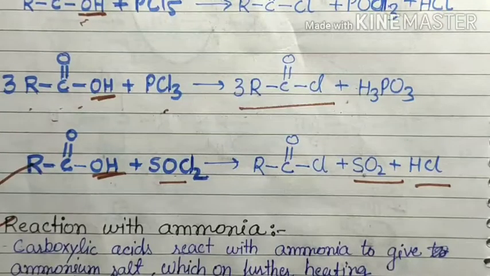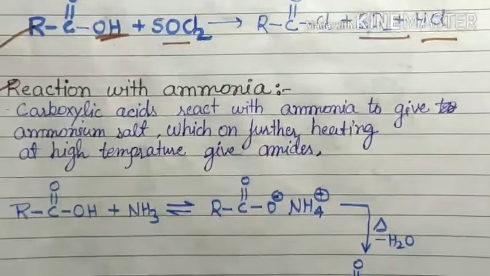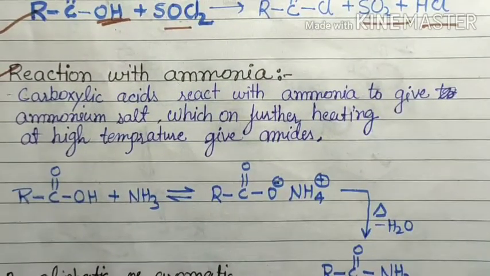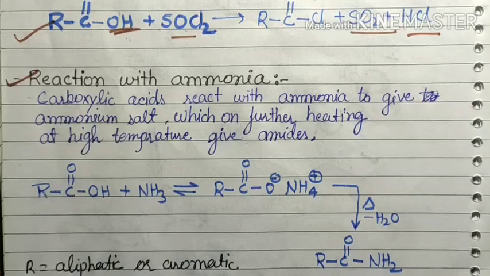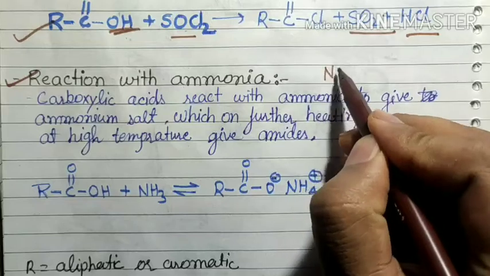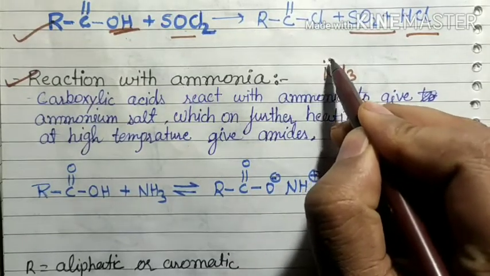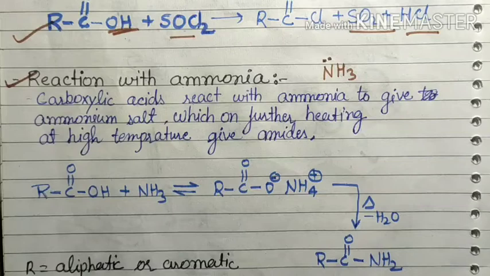Good morning, students. Now we move to the reaction of carboxylic acid. Some of the reactions related to carboxylic acid we discussed in an earlier video, the previous video, and now we move to the next one. The next reaction is the reaction with ammonia. You know that ammonia, with the molecular formula NH3, has one lone pair and behaves as a nucleophile.